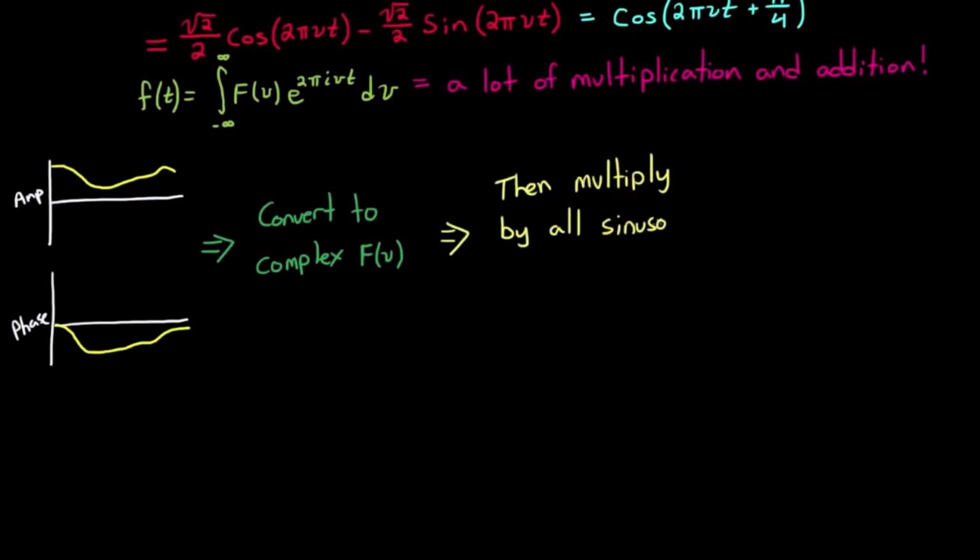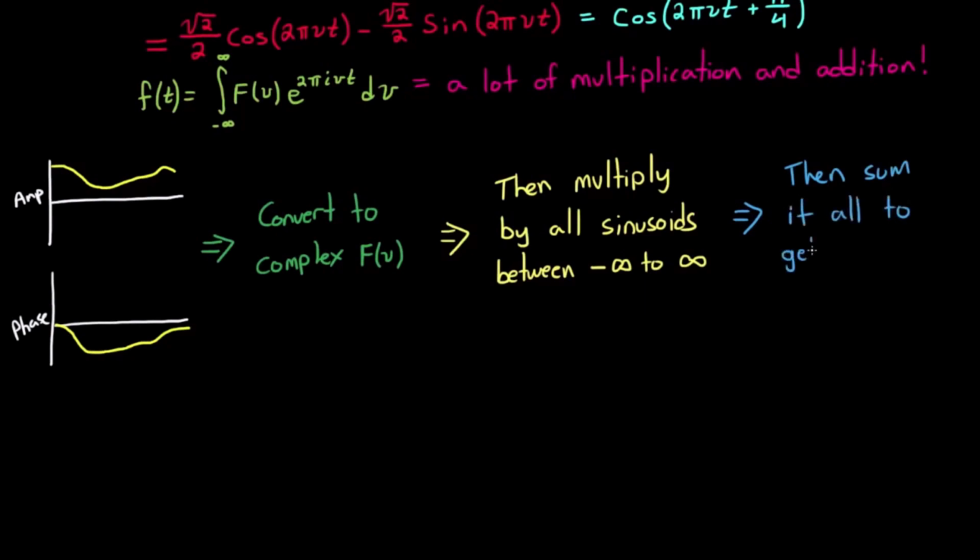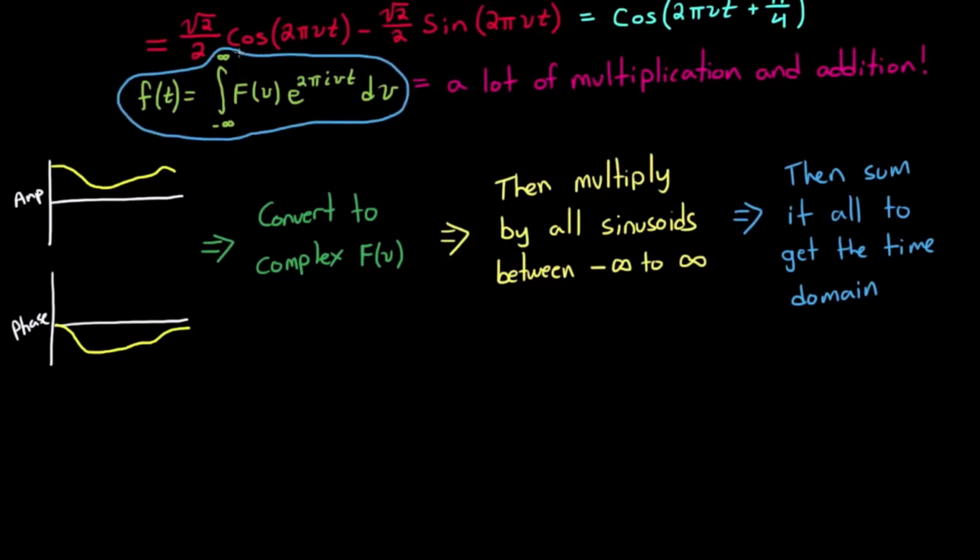Then you multiply that by Euler's formula, or by a bunch of phase-shifted cosine waves, with frequencies ranging from negative infinity to infinity. Then finally you just sum up each of those waves at all of those frequencies, and what you're left with is the time domain signal. So now you can see that the inverse Fourier transform is really as intuitive as multiplication and summing, since that's all it's really doing.